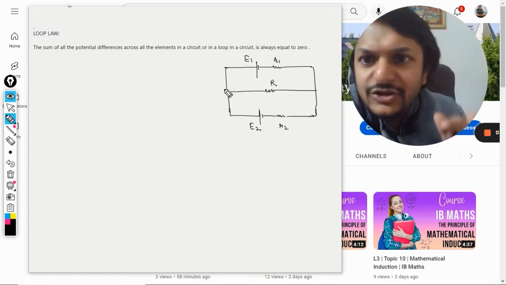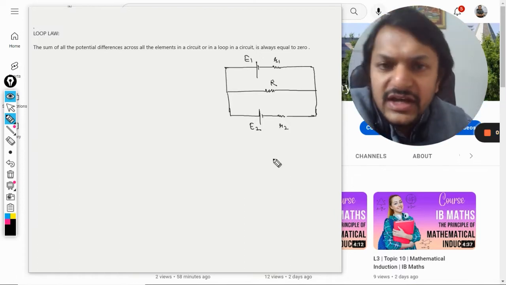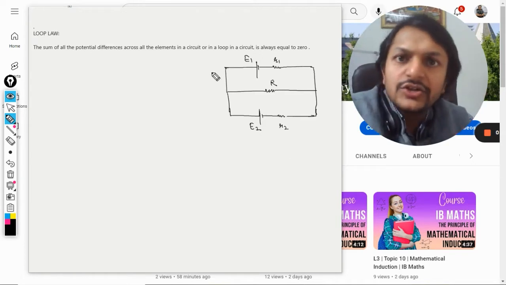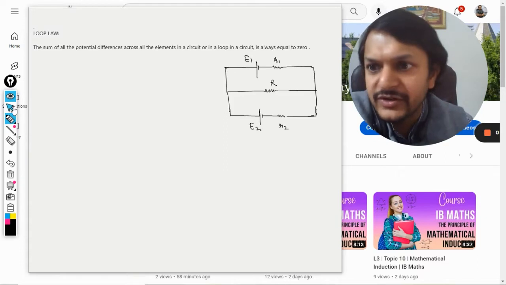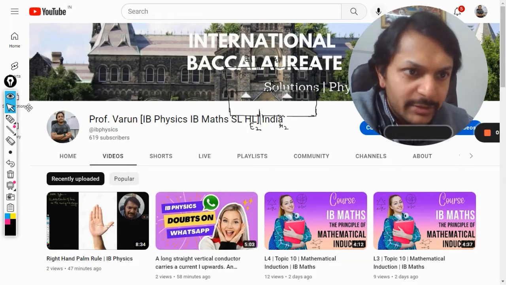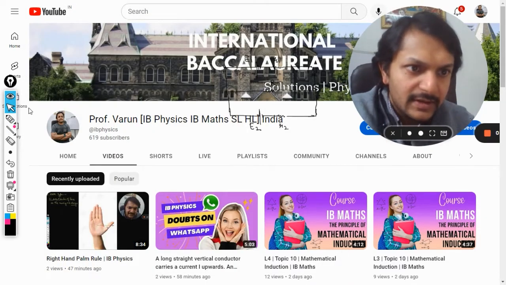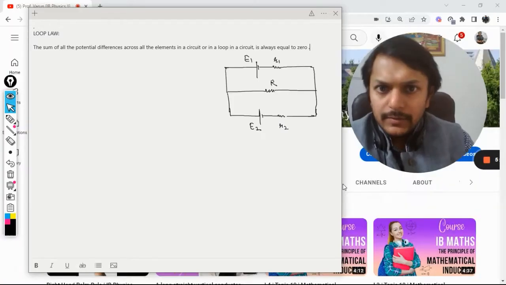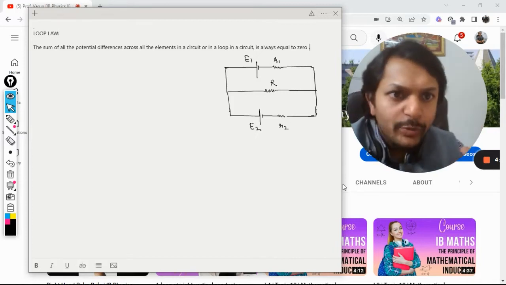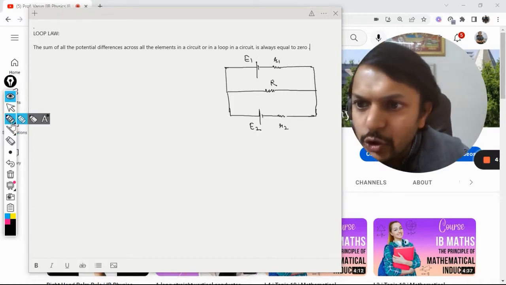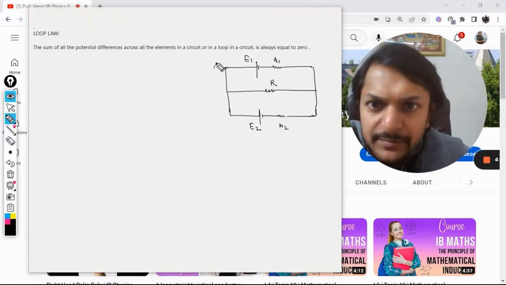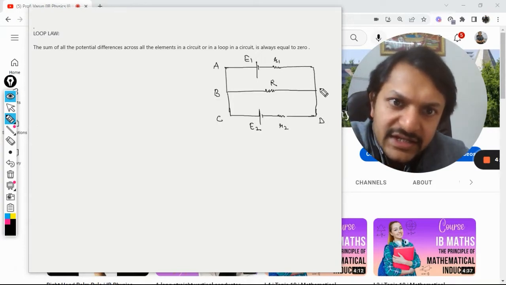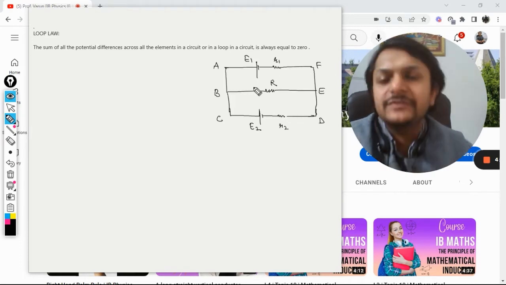What does this definition actually mean? It means that we consider one loop here. So how do we consider a loop? First, we have to name the points. Let us say this is A, B, C, D, E, and F.